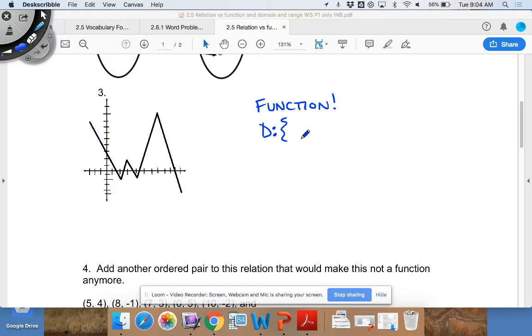Okay, so here's how I want you to think about domain. Domain are like the doors at Walmart or Target, the doors that open sideways on their own.